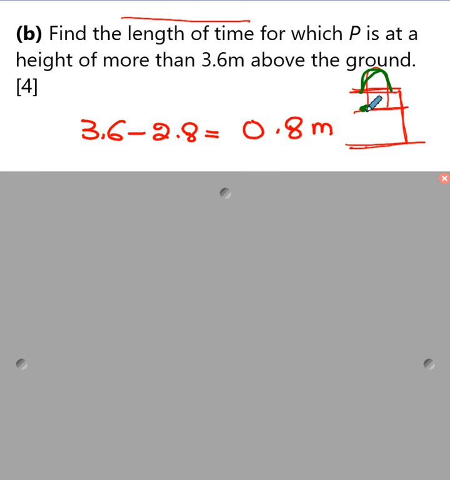I'm throwing the object from here. I'm repeating, throwing the object from here, it is going up and then coming down. This point is like 3.6 meter above the ground. So I have to see for how long the particle was above the ground. This is the whole idea behind it.